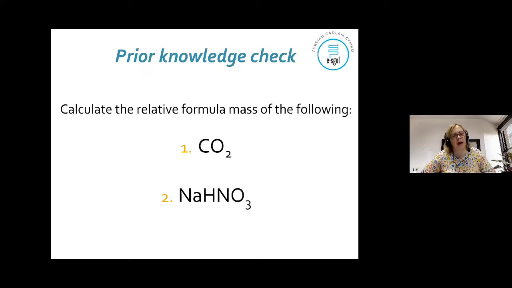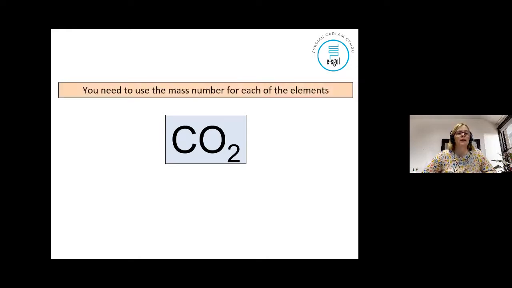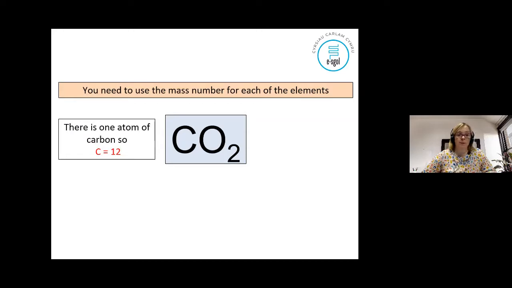If you want to work out the mass number of any compound, or in that case diatomic or triatomic elements potentially, then you have to mathematically work out the total of every single atom that's contained within that compound. So if you look at carbon dioxide, the mass number of carbon is 12, and therefore there's only one of them.